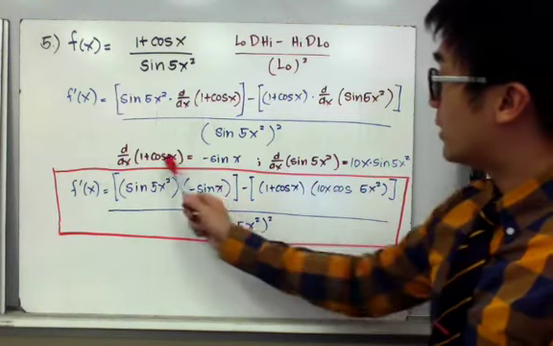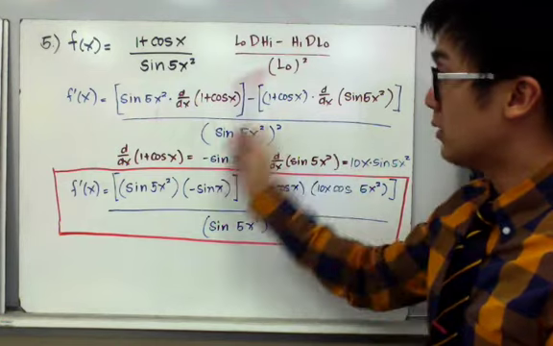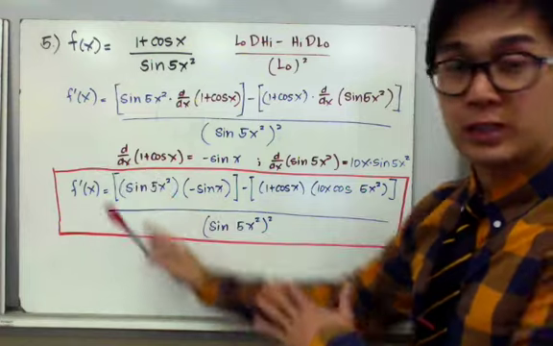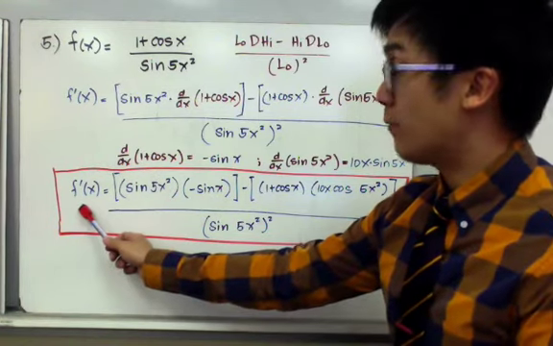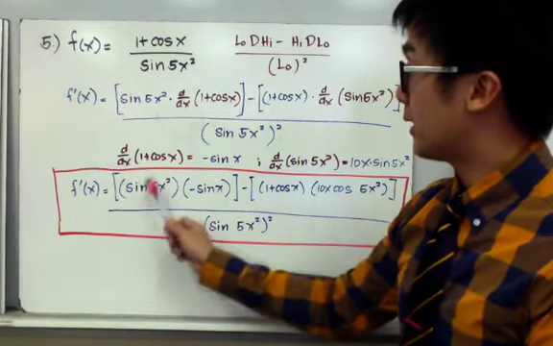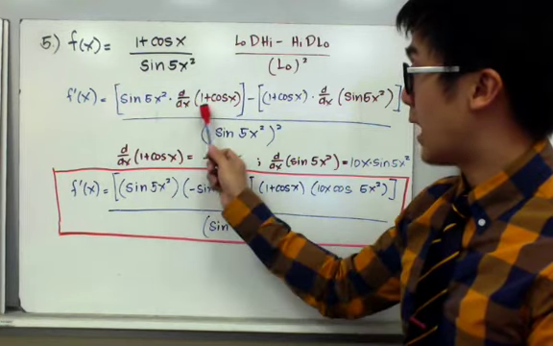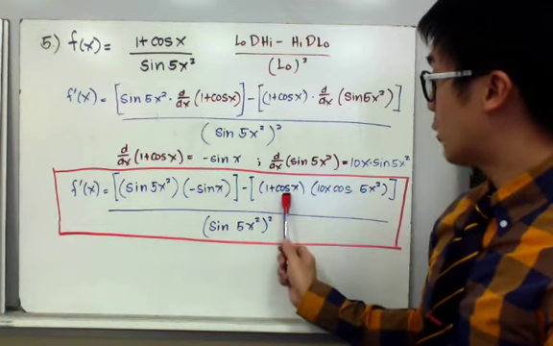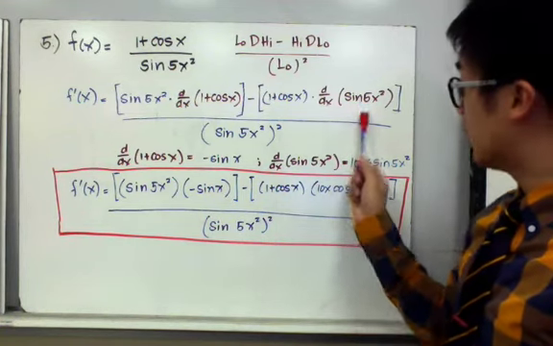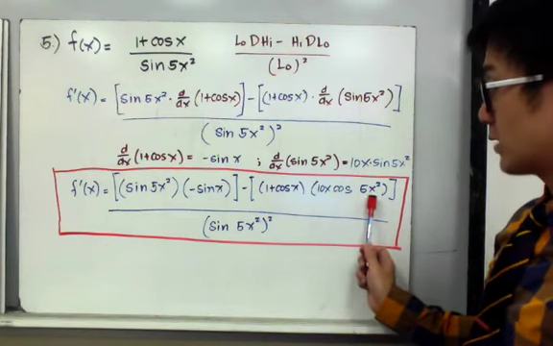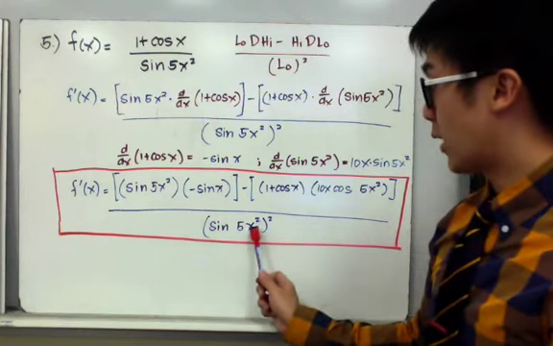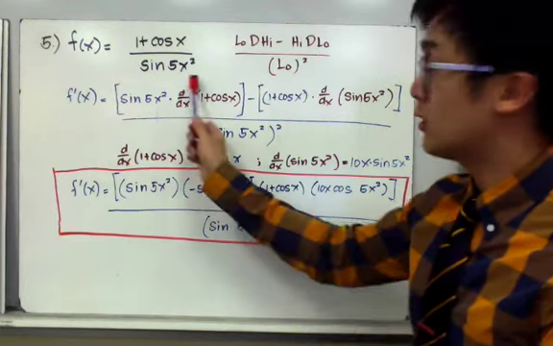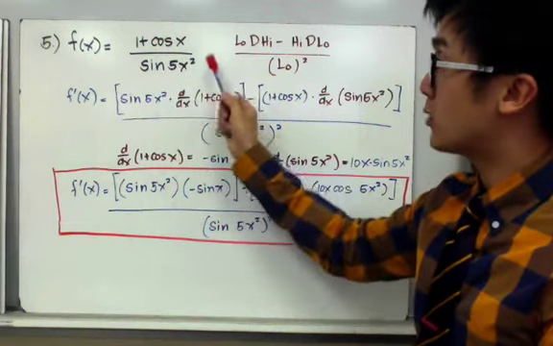And by plugging in our derivatives to our rational function, f prime of x in simplest form will be, well, it's not really the simplest form, but the derivative f prime of x using our formula will be sine 5x squared times the derivative of this function, which is negative sine x, minus 1 plus cosine x times the derivative of this function, which is 10x cosine 5x squared, all over sine 5x squared raised to the second power. And this is the derivative of this rational function using trigonometric functions.